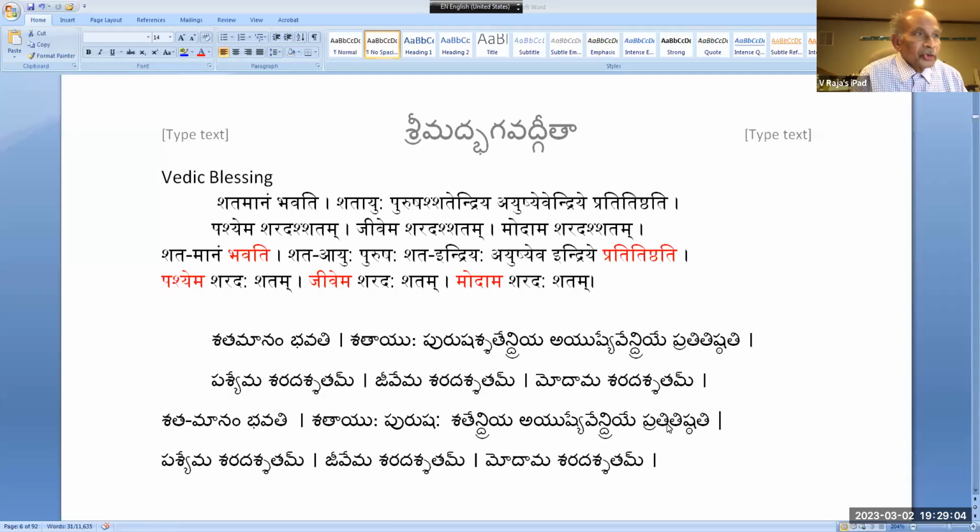Purushas Ayushevendriye Pratitistati. Yes, sir. Then it also says, got it? It says, Pashyema Sharadam Shatam, Jivema Sharadam Shatam, Modama Sharadam Shatam.